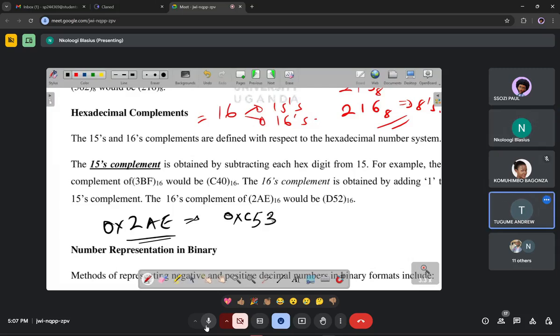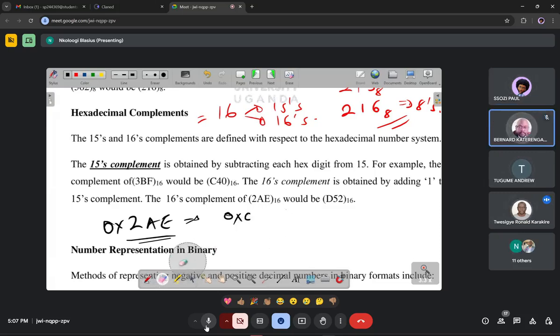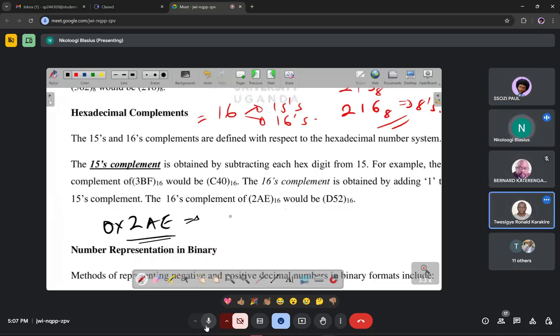You said 3? Which is a 1, yes. Okay, so what answer do I write here? 13. 13 is D, not C.